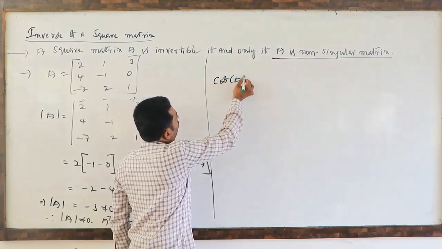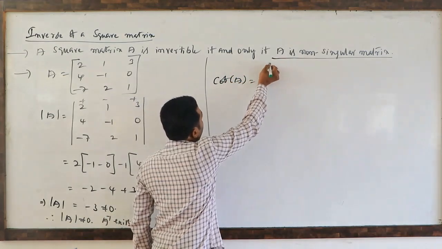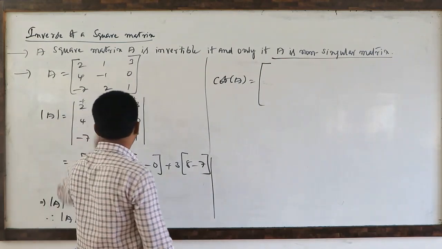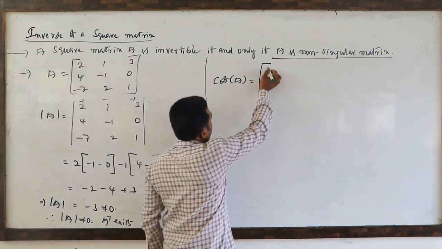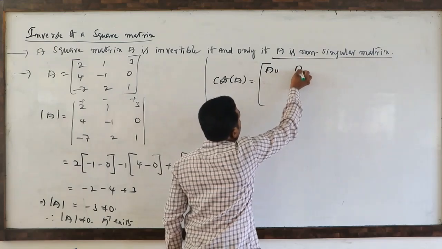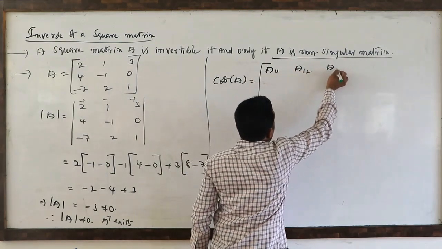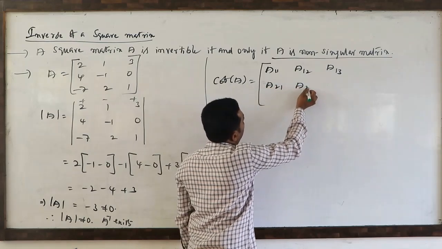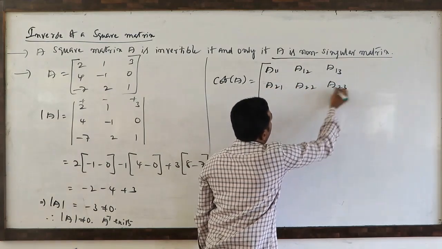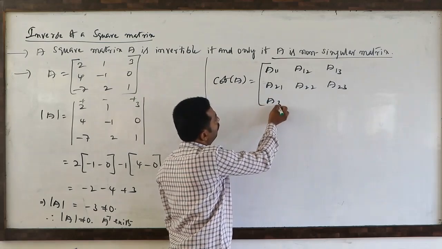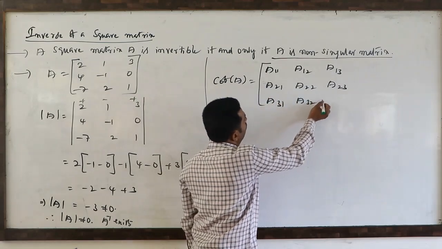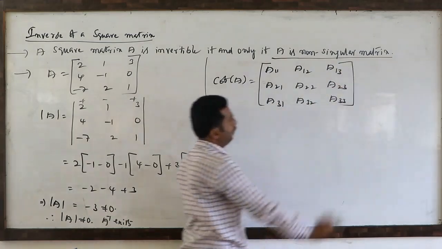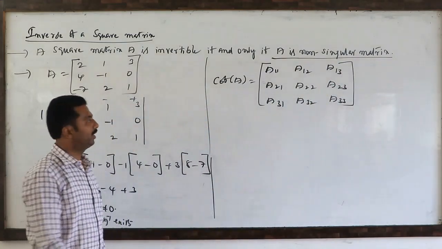So before that, cofactors of elements of capital A we have to calculate. So A11, A12, A13, A21, A22, A23, A31, A32, A33. We have to calculate cofactors.